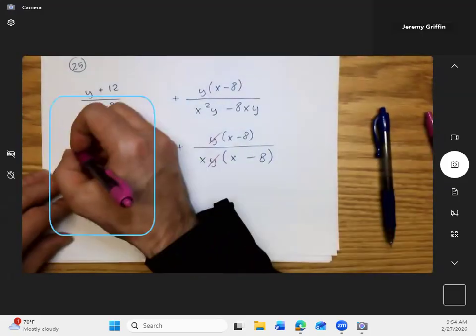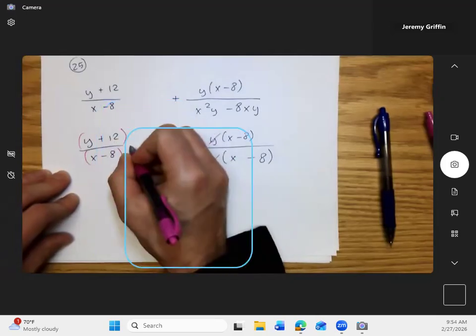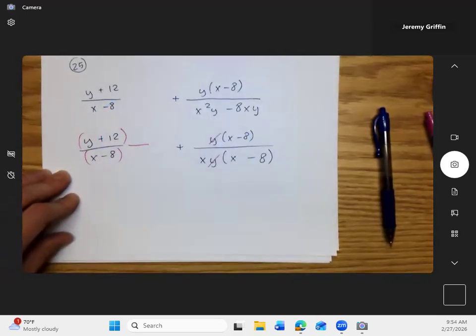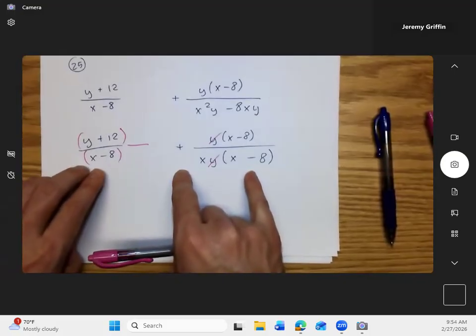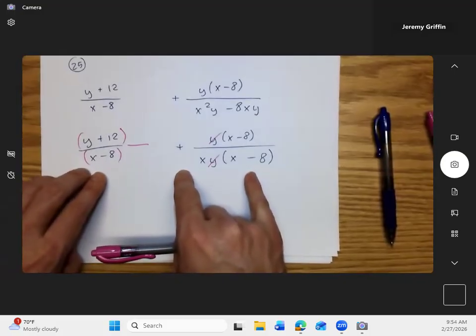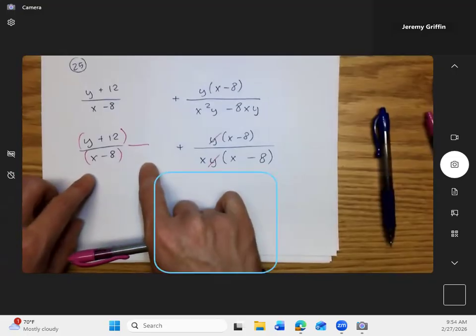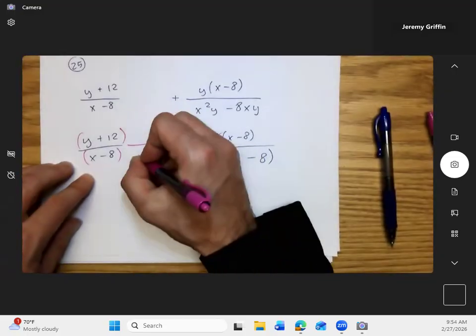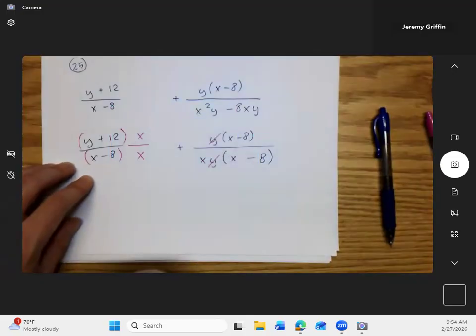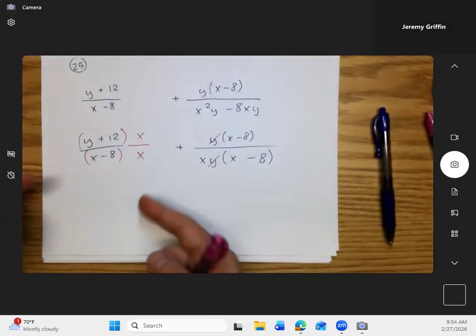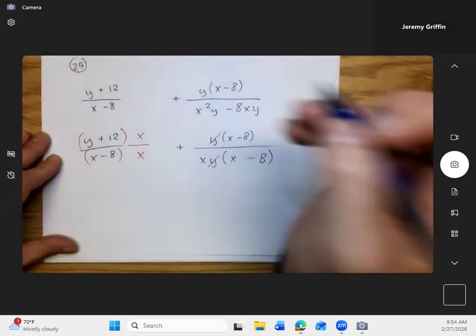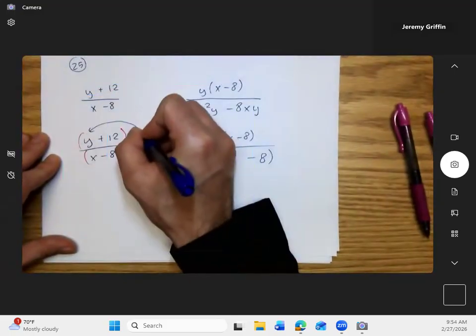I'm going to go back over to the first fraction and multiply by what over what? Because remember, to add fractions together, you need a common denominator. We're really close. We just need an x in the first one. So let's multiply by x over x. Remember the theory of why this works: we're technically multiplying by 1. While I'm at it, I'm going to go ahead and distribute this x.